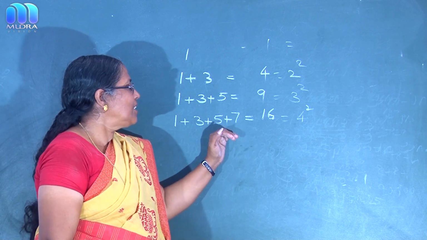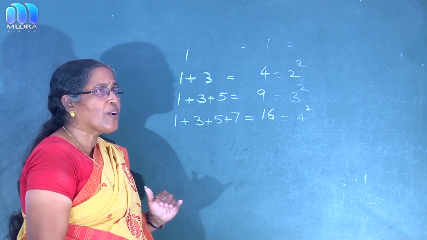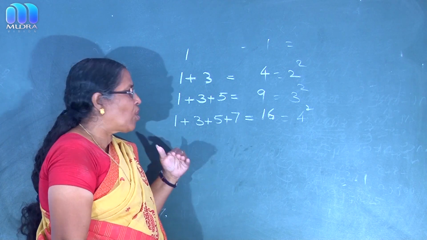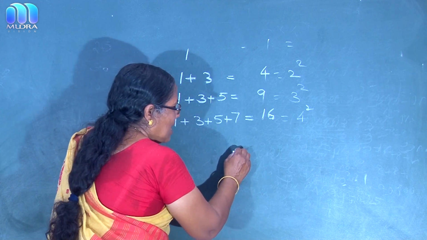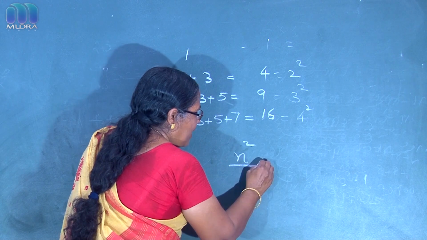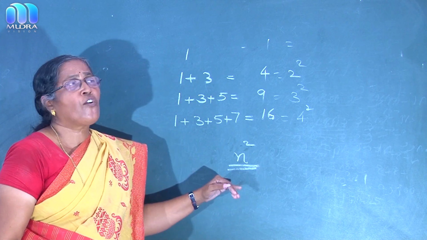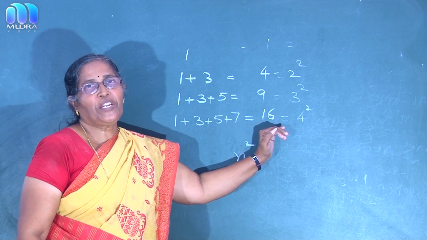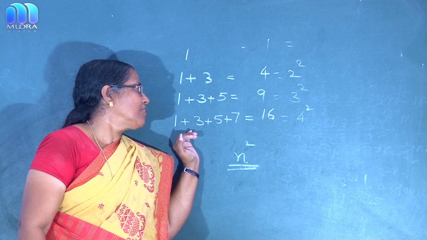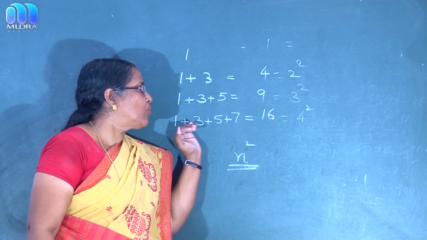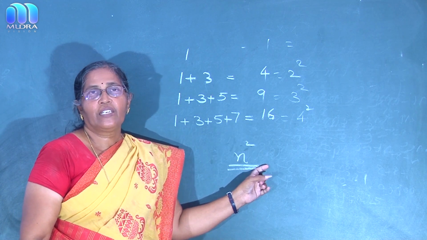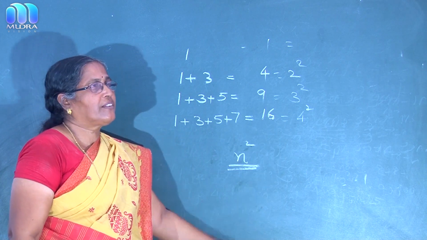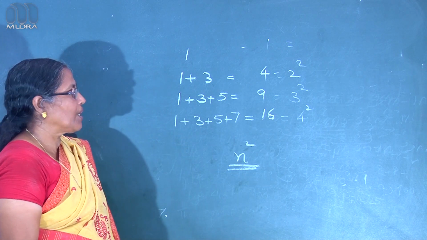Here we can find the sum of odd numbers from the first odd number onwards. We can find the answer as n square, where n is the number of odd numbers from the first onwards, that is from 1 to that number. We will get the sum. Without adding, we can find the answer as n square.